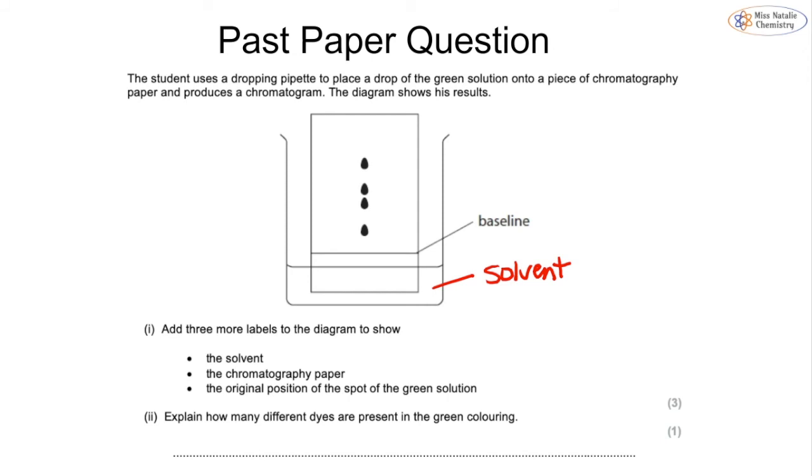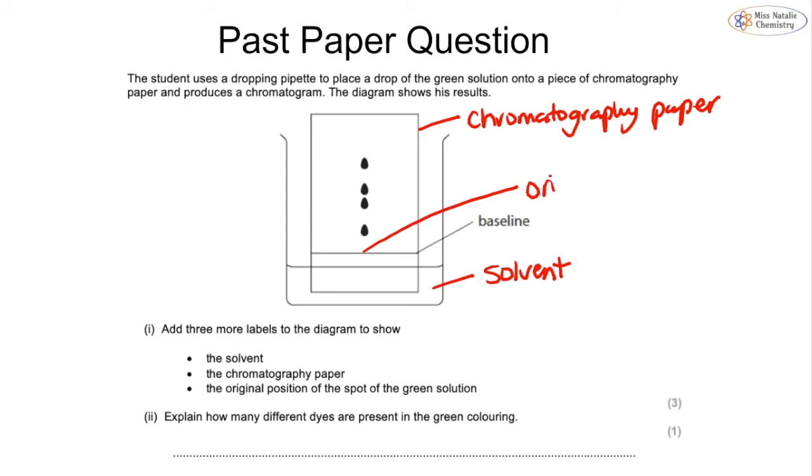The chromatography paper is the rectangle, and then the original position of the spot should be right there, because the spot would be on the baseline and it should be in line with the others as well. Okay, so it has to be below the visible spot, so you can't put your spot over here because that wouldn't give you that chromatogram, so that would be wrong.